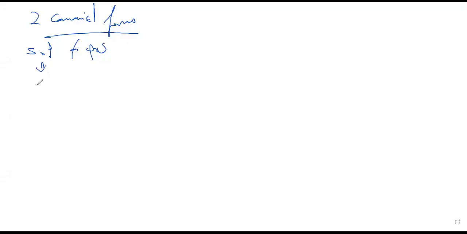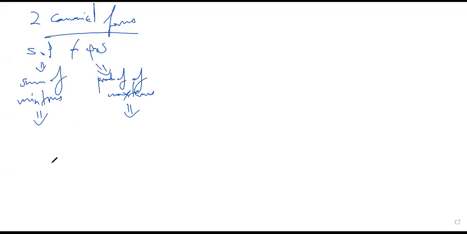The SOP is also called the sum of min terms. The POS is also known as the product of max terms. How do you identify min terms? How do you identify max terms?